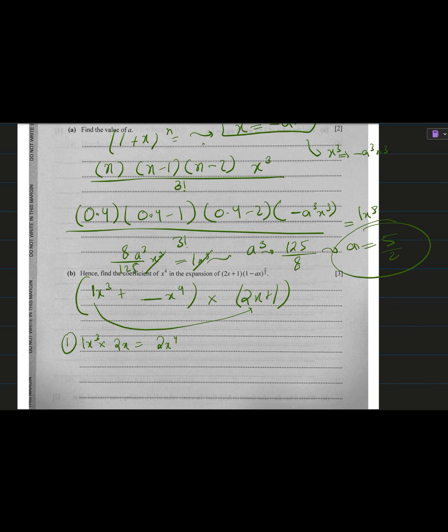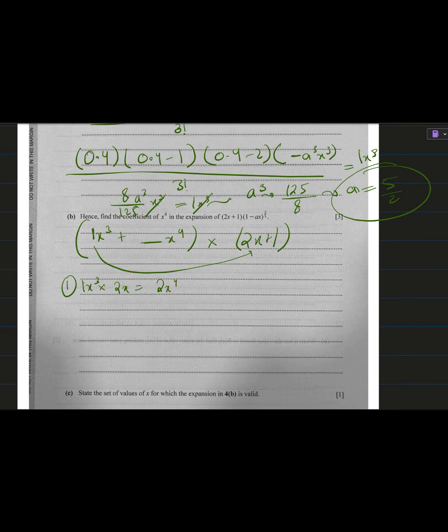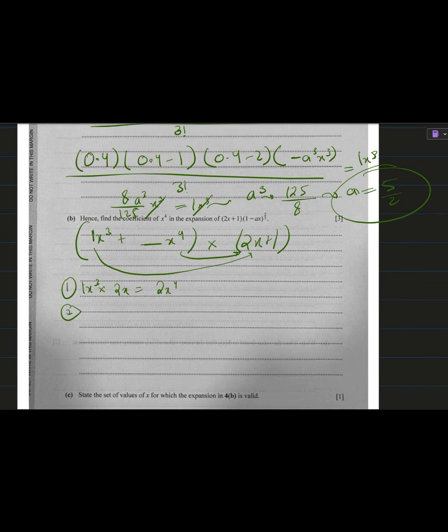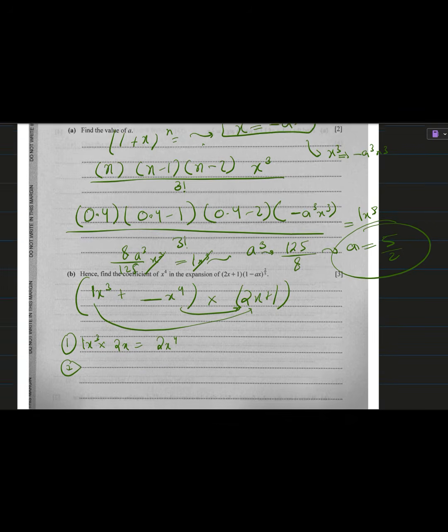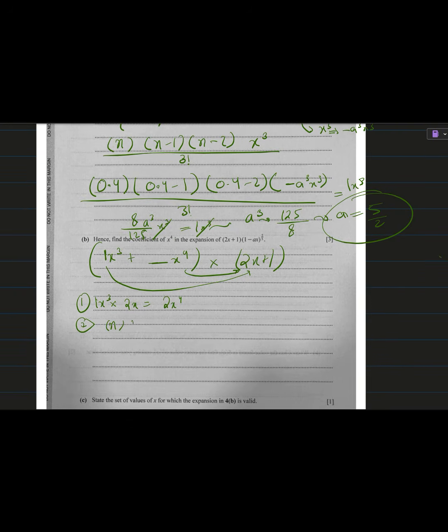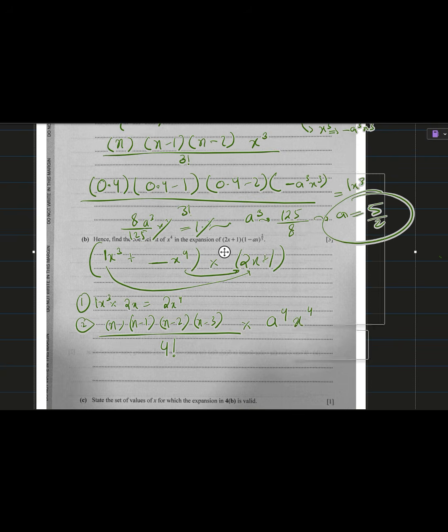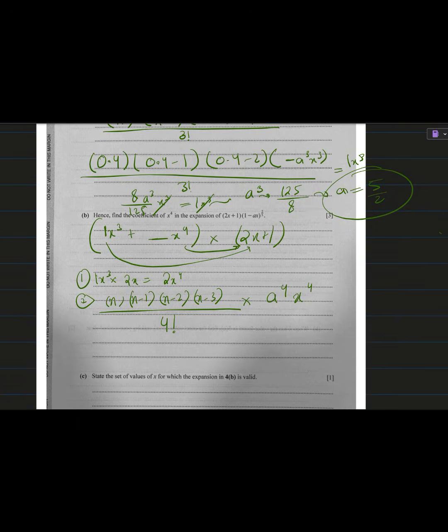So we already have the coefficient of x power 4. Now we need to get the second coefficient and then we'll multiply it by 1. So the second coefficient we can take out by binomial theorem. So we can use a similar formula. So n, n minus 1, n minus 2, n minus 3 divided by 4 factorial into a power 4 into x power 4. That would be our expression. So if we do that by the calculator, it will be 0.4 into 0.4 minus 1 into 0.4 minus 2 into 0.4 minus 3 divided by 4 factorial.